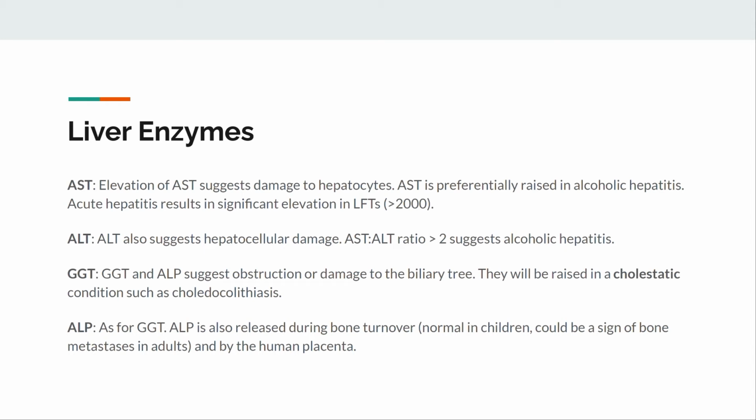GGT and ALP suggest a cholestatic pattern, damage to the biliary tree, and a loss of the ability to drain bile will likely follow elevation of these enzymes. That's all you really need to know.